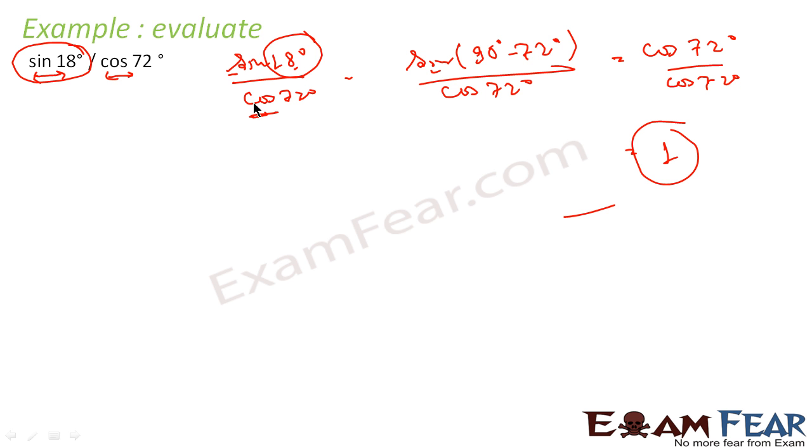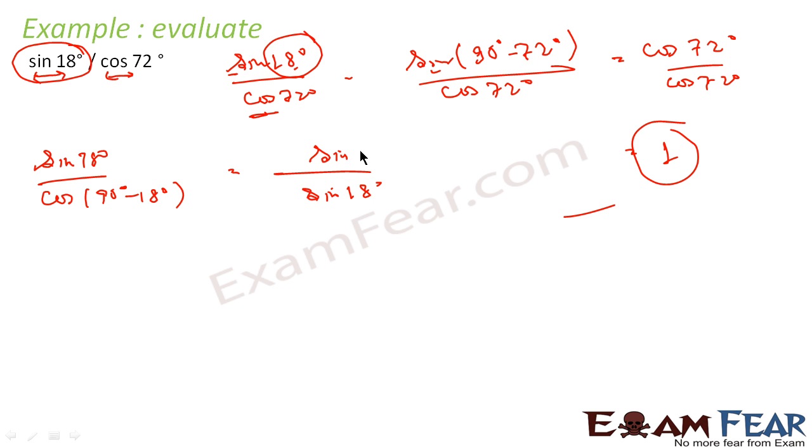If I want to make both sine, that is also doable. So let me write it this way. This will be sine 18 degree by, instead of cos 72, cos of 90 degree minus 18 degree. Cos of 90 minus theta is sine theta, so this becomes sine theta, theta is 18 degree, and this is anyway sine 18 degree only. Cancel, you get 1. Any of the approaches you can follow. Either you can convert cos to sine or sine to cos.